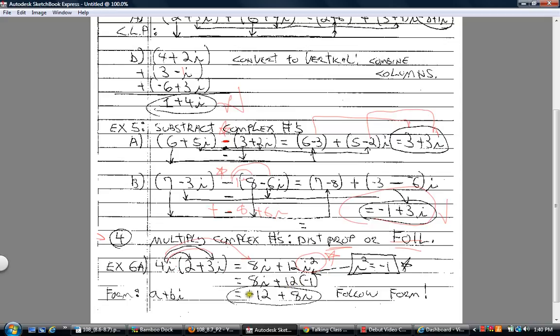And that produces -12. Now watch the form. The form is the real number plus the imaginary number. So -12 comes first, and then the 8i is second. My suggestion, and if you don't follow this form, my MyMathLab is going to mark you wrong. So it's always the real number plus the imaginary number, forming a complex number.